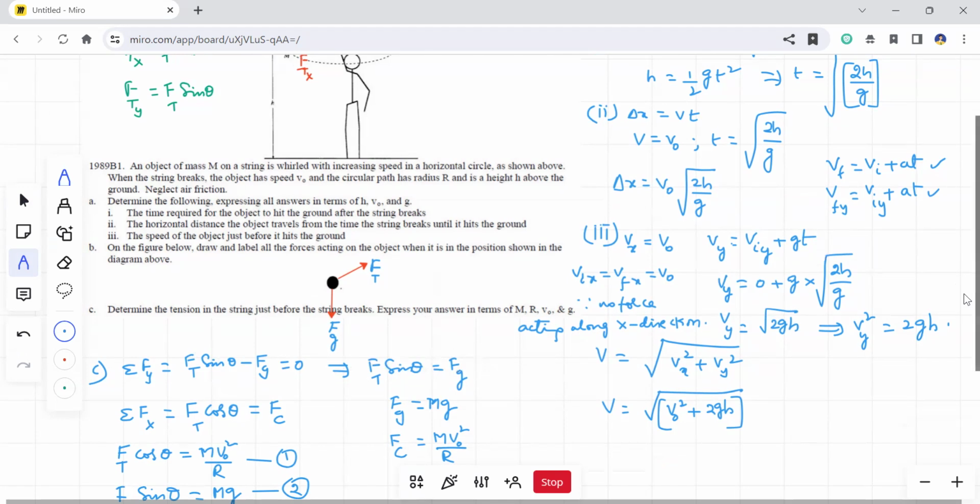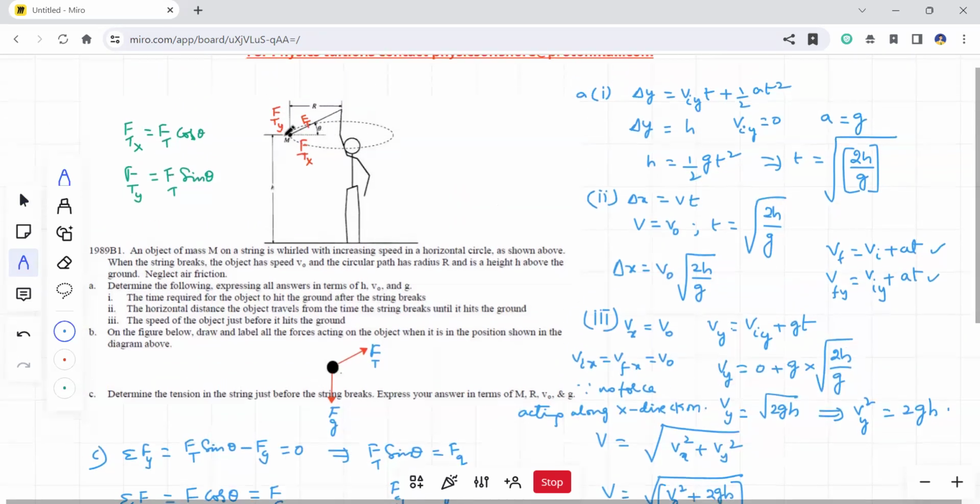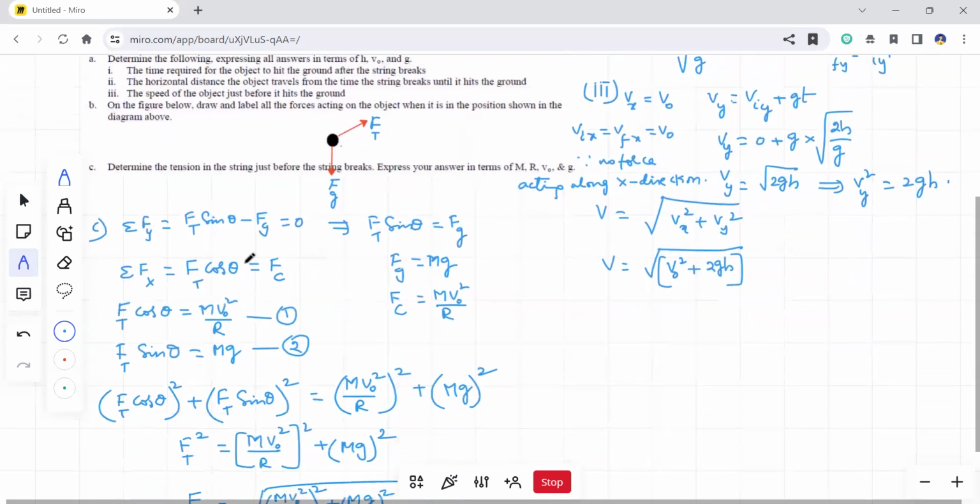So next, when we take the x component, the x component of the tension contributes to the centripetal force. Therefore, Ft cos theta is equal to Fc. Okay, now we have two equations. Ft cos theta is equal to m v naught square over r, and then Ft sin theta is equal to mg, because we know Fg is equal to mg and Fc is equal to m v naught square over r. Okay, now with these two equations, I have to find out the Ft.